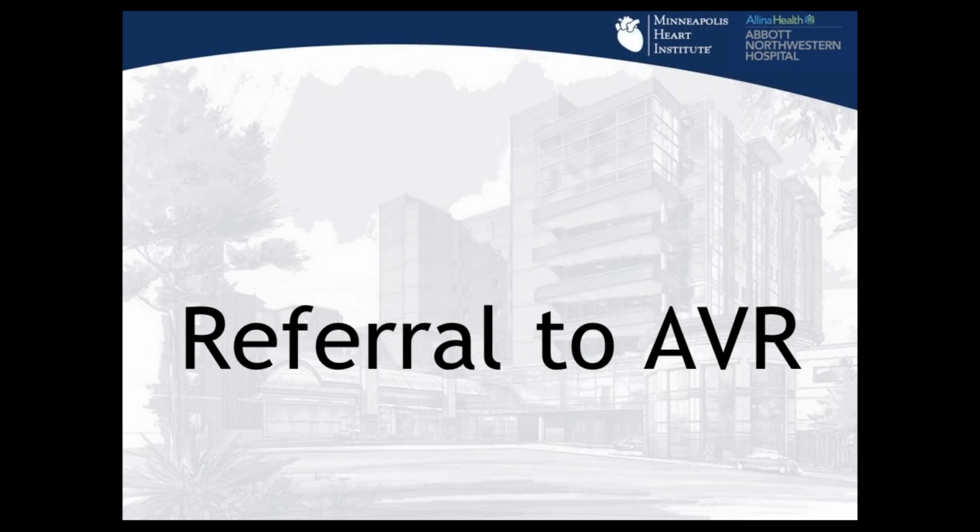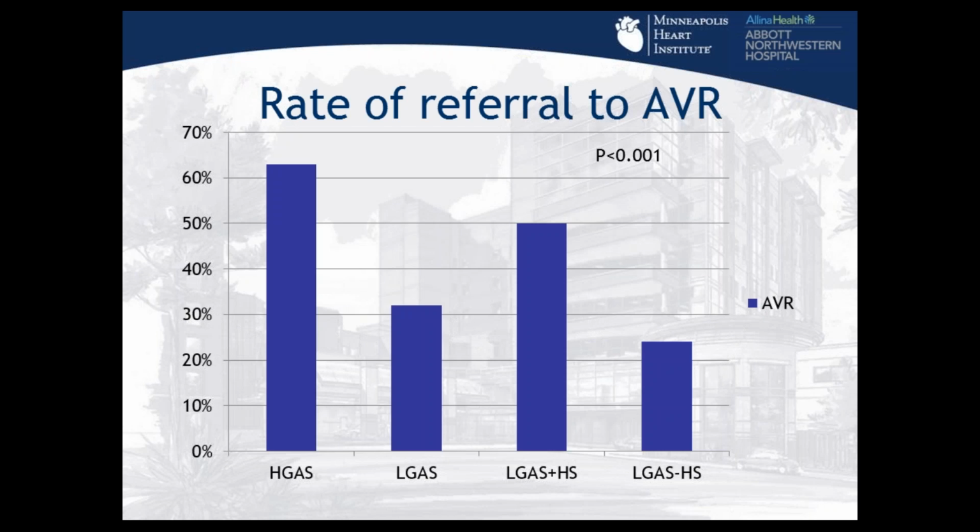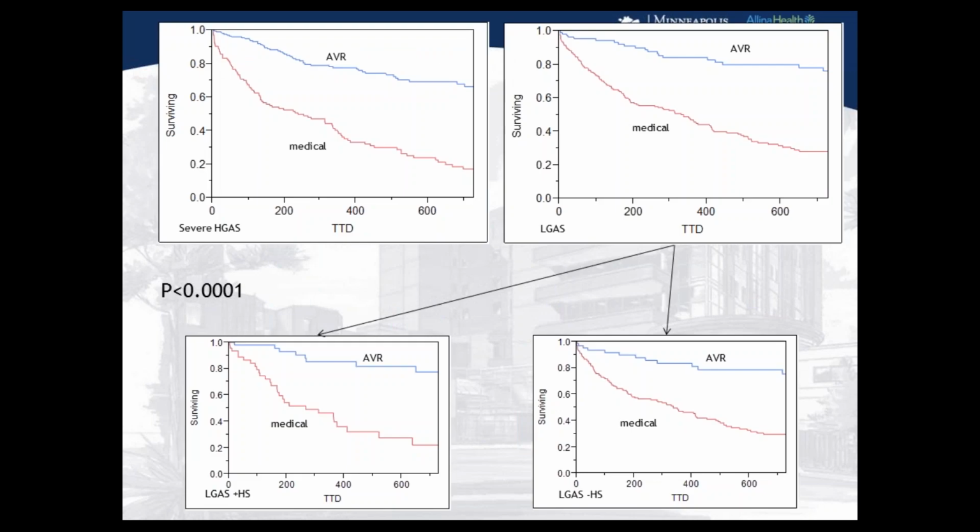So how are we doing by referring these patients for aortic valve replacement? Of course, high gradient AS had the highest chance of being referred. Low gradient AS, although I just showed you they have the same outcome, only around 25% were referred for aortic valve replacement. Interestingly, patients who had some high signals on their echo report had a higher chance of being referred, but it's still not even close to what we do when patients have high gradient AS.